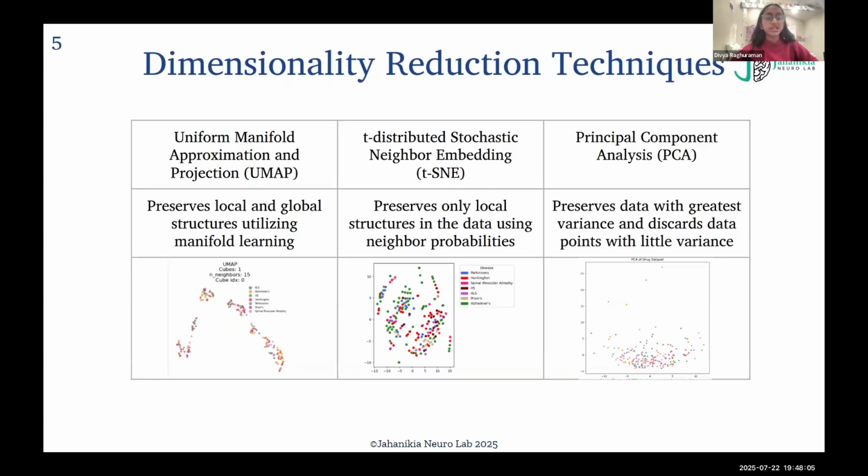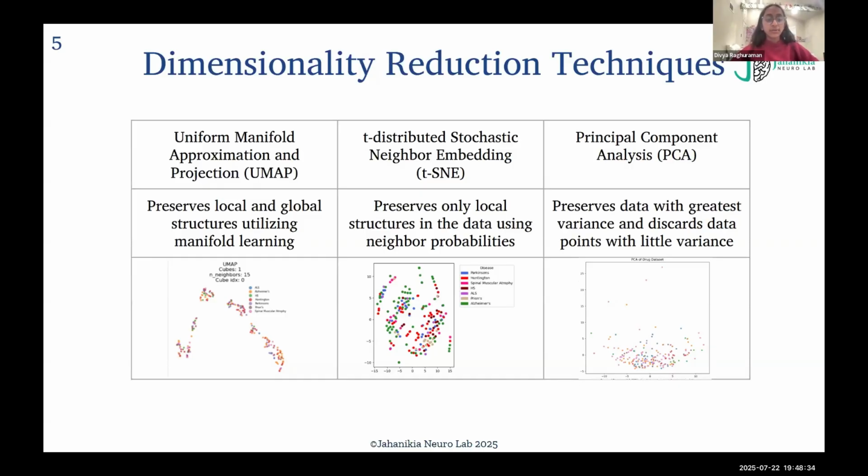To better understand high-dimensional data, we use several dimensionality reduction techniques. 3 common ones that we are using in our project are UMAP, or Uniform Manifold Approximation and Projection, t-SNE, or t-Distributed Stochastic Neighbor Embedding, and PCA, Principal Component Analysis. Each of these dimensionality reduction techniques has its strengths.